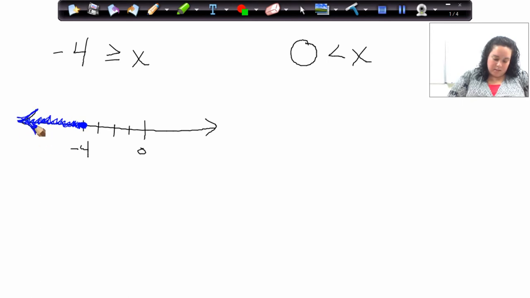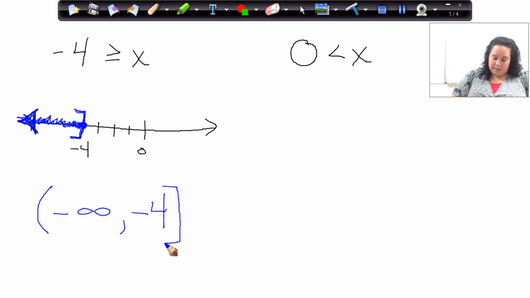Good. Sometimes we use a filled-in circle, and sometimes you'll see people use a bracket instead, like this. All right, and how do we write this in interval notation? Parentheses, negative infinity. That means it never stops going to the left. And then -4 with a bracket to let us know it includes -4.